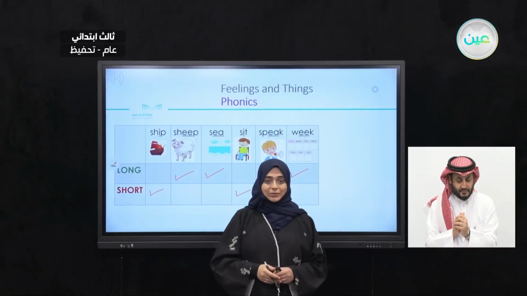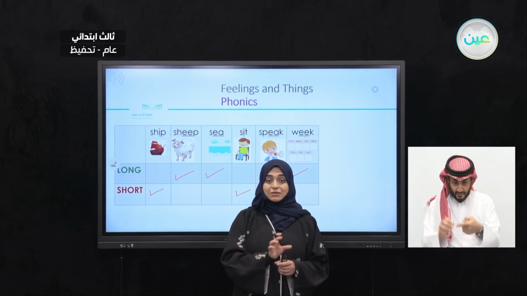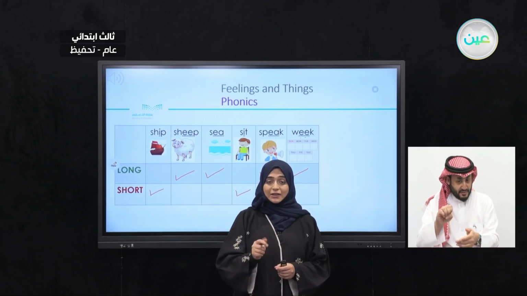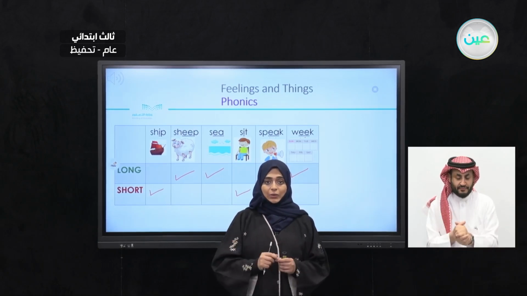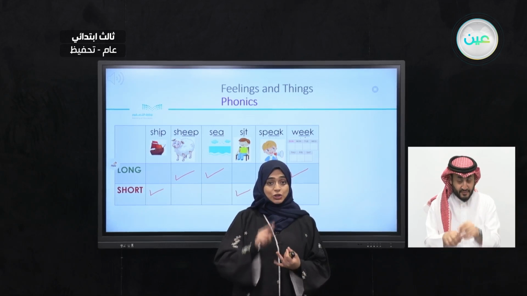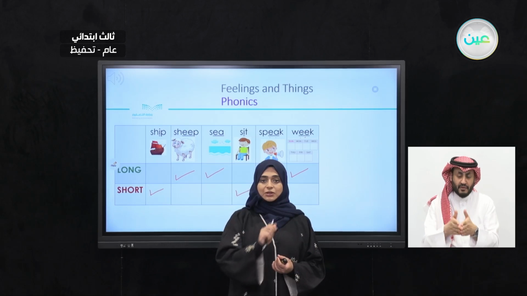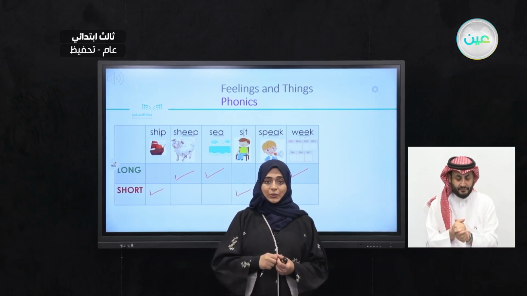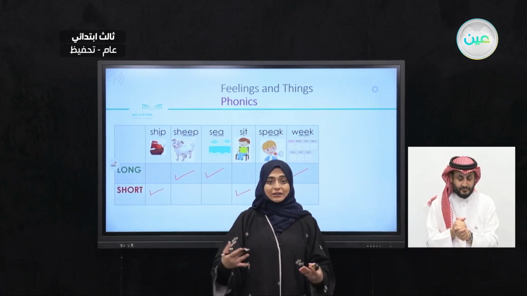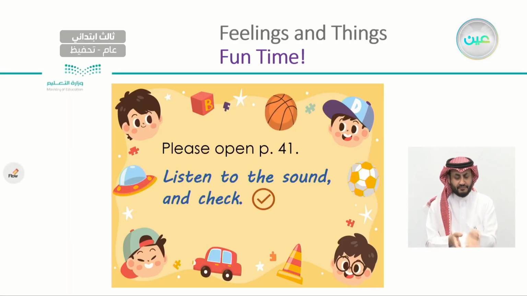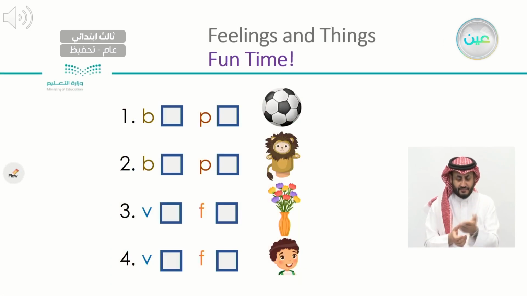Okay, excellent job. So now we can notice that some vowels come together and they make one sound as a long vowel. Just like the word week has two E's and it makes the long E sound. E and A, they come together to make the long E sounds in these words that we have. Okay, so now we have an idea that long vowels can look differently. Now let's continue. Please open page 41. Listen to the sound and check the right sound that you hear. Ready? Okay, let's begin.